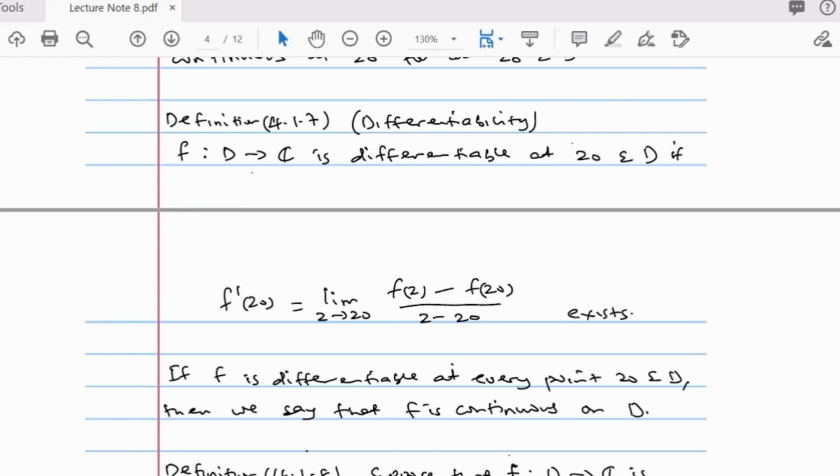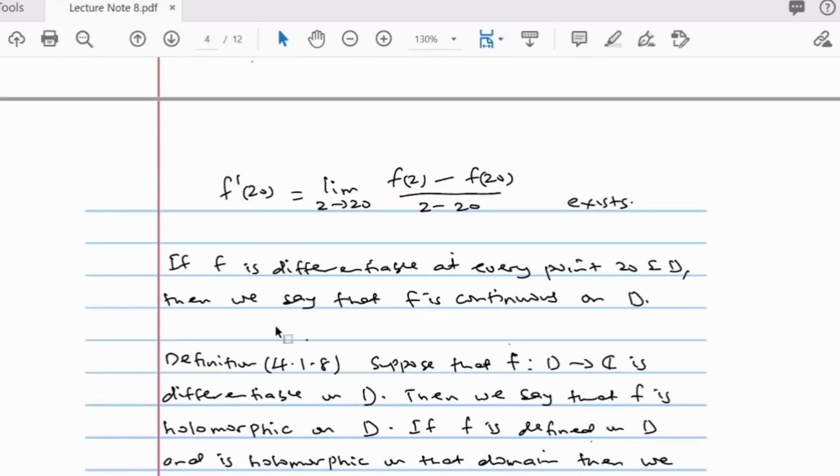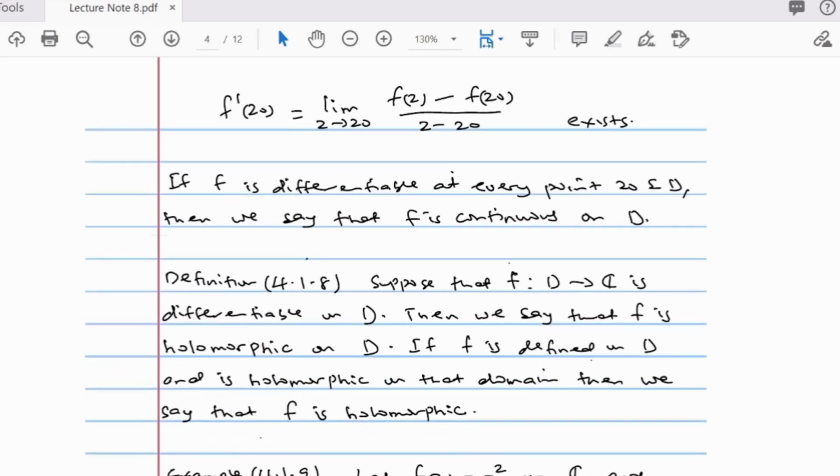Now, we need to note this very important condition: differentiability always implies continuity. If a function is differentiable, then it must be continuous. But a function may be continuous but not differentiable. So you must know that differentiability implies continuity, but continuity does not imply differentiability. So if a function is not continuous, it cannot be differentiable. But once a function is differentiable, it is automatically continuous. So you must know this very important fact.